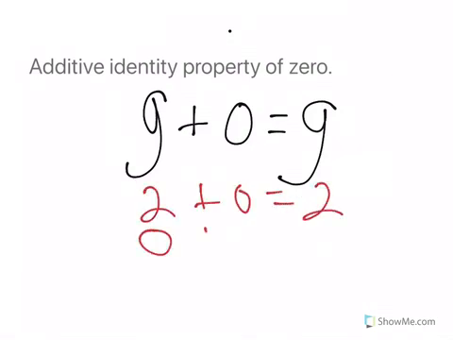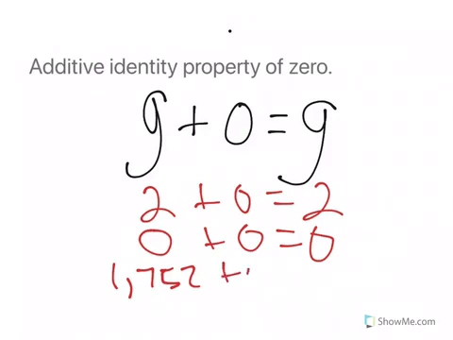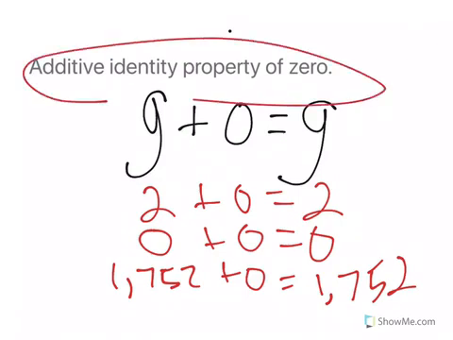Let's even use 0. 0 plus 0, oh, still 0. Let's do 1,752 plus 0. You got it. It's going to be 1,752. So the additive identity property of 0 shows that any number added to 0 equals itself. The number's identity does not change.